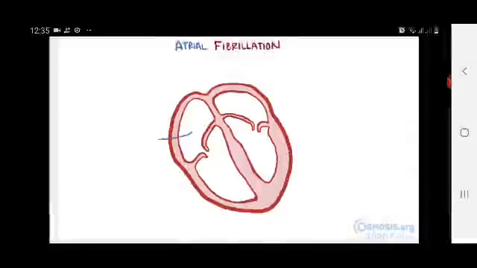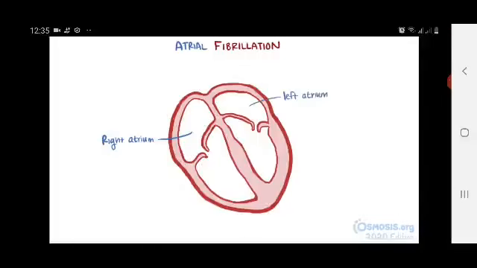The heart has four chambers: two upper chambers, the right and the left atrium, and two lower chambers, the right and the left ventricles. Fibrillation describes when the muscle fibers are all contracting at different times. So the end result is this quivering or twitching movement.